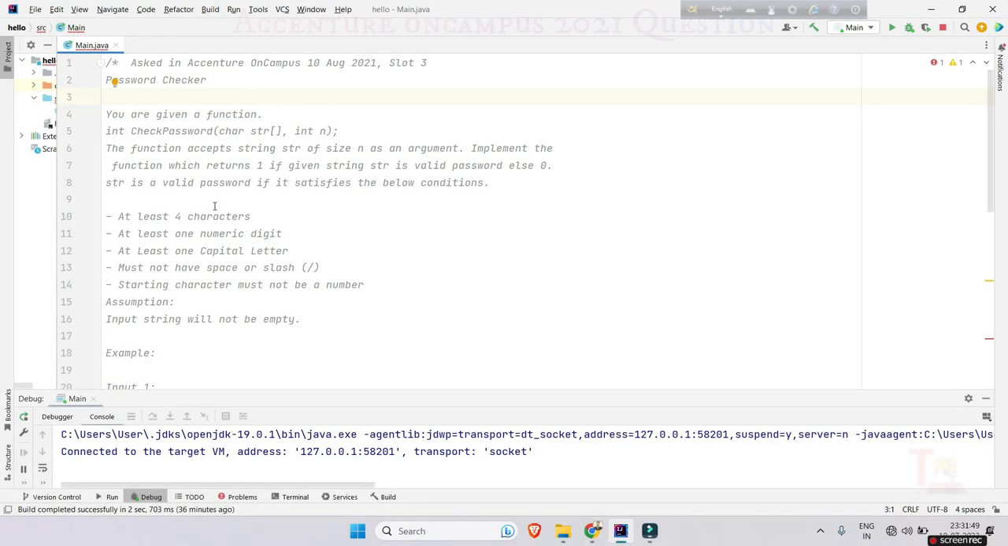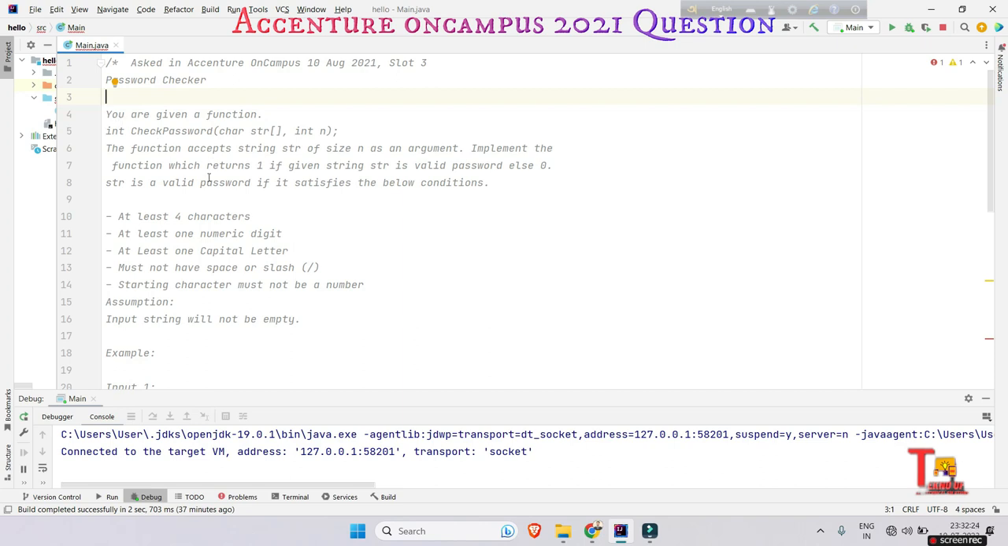Hello friends, all of you know that Accenture is conducting their off-campus drive for 2023 batch. So we appear here with a very important question that was asked in Accenture on campus 10th August 2021. This is very important question for you because this will enhance your confidence inside the exam or it will increase your calmness. So let's solve the problem and at first read the question, then try to solve.